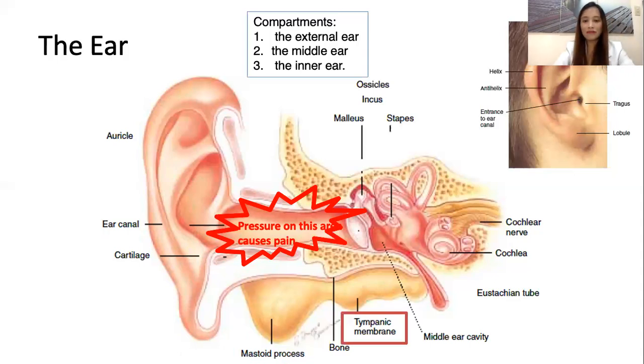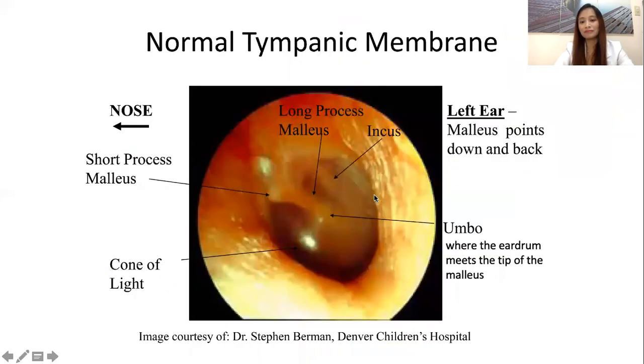And then next, you have your tympanic membrane. So this is your tympanic membrane. Your tympanic membrane demarcates your external ear from your middle ear. And your middle ear is anchored to your auditory ossicles, your malleus, your incus, and your stapes.